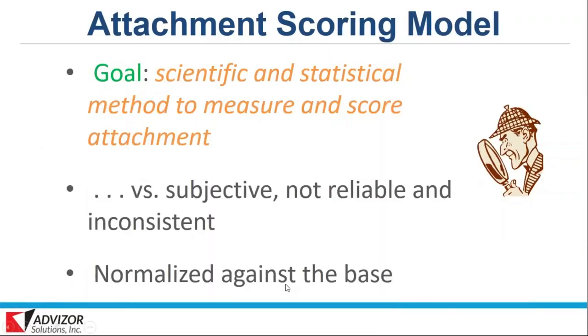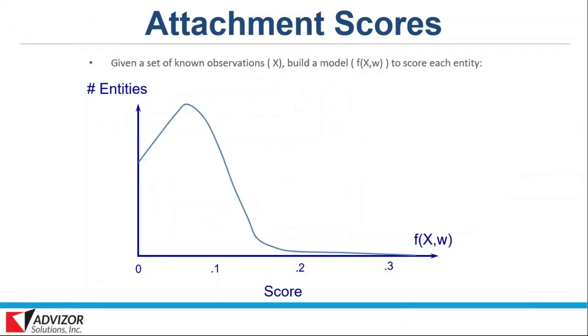So drilling in on an attachment scoring model, one of the goals is to have something that's scientific, statistical, and accurate versus subjective. Early on, your teams can sit around, and if it's a smaller list you can know the people, but that's not so reliable and consistent. We want this normalized against the base so it's clearly differentiating the factors that are likely to influence somebody to step up and give more.